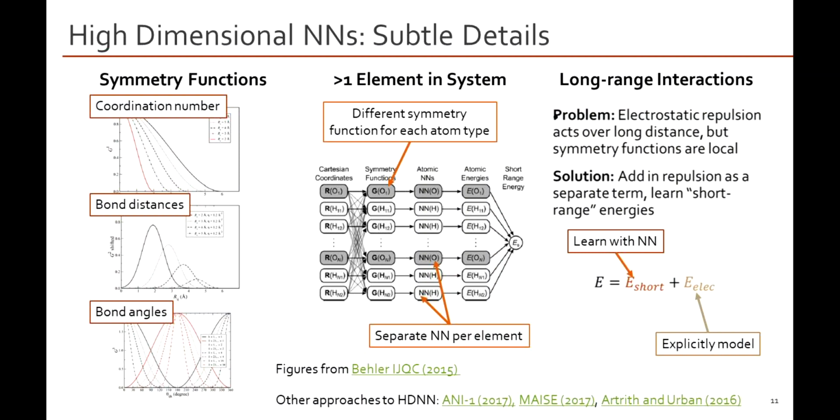So the solution to having this problem of my symmetry functions only reacting to changes within 6 angstroms, to be able to capture those long-range elements, is that I break up my energy into interactions of the atoms based on their charge, which I can explicitly model, and learn the remainder with my neural network to capture all those short-range interactions.